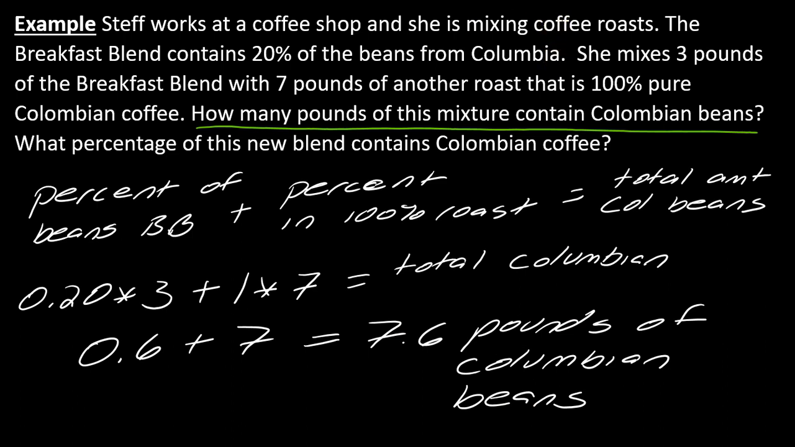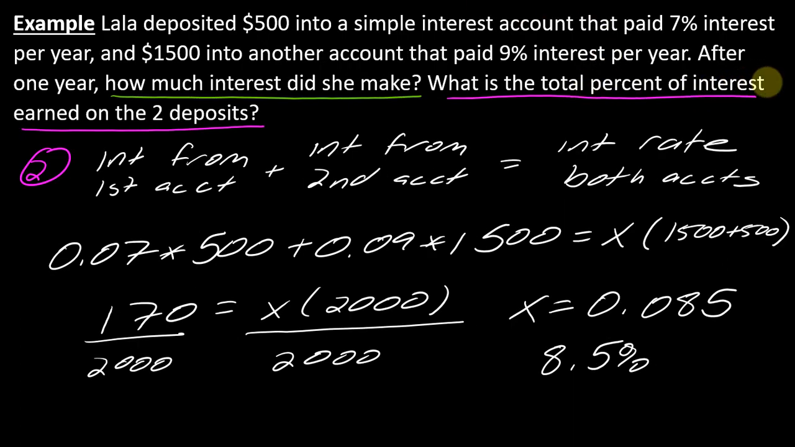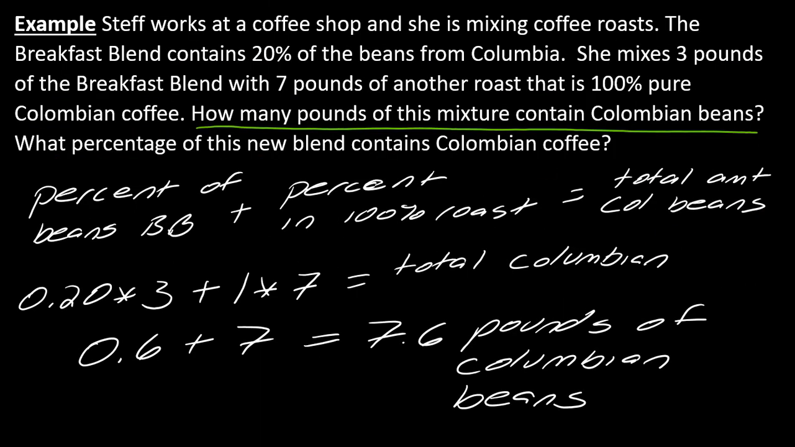Now, I want to figure out between the 3 pounds and the 7 pounds, after I combine these, what is my new percentage of Colombian beans when I combine the two roasts? And that's the same idea as what was the total percent of interest earned on the two deposits. It's literally the same idea with this same setup, where you're interested in what is this interest rate that you're applying between the two accounts, or now in this case, the two mixtures of coffee. So I'm going to now focus on this part here. So let me make some space.